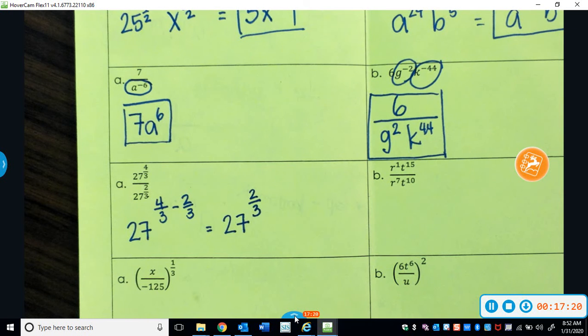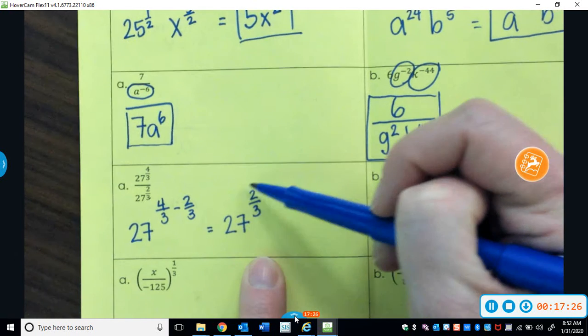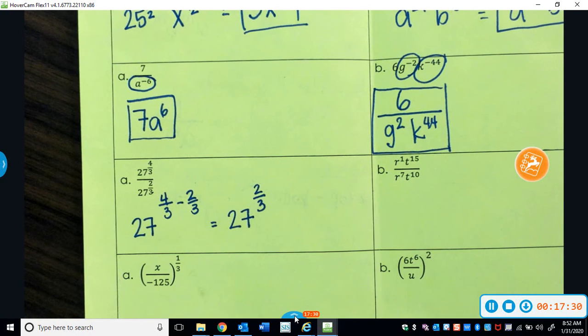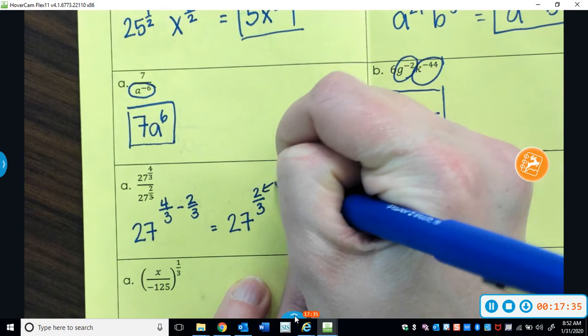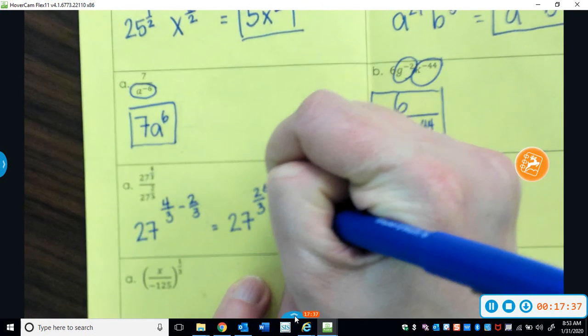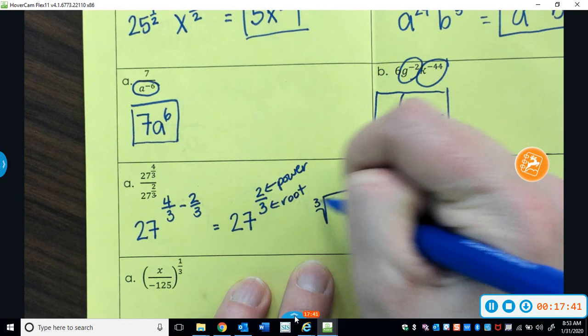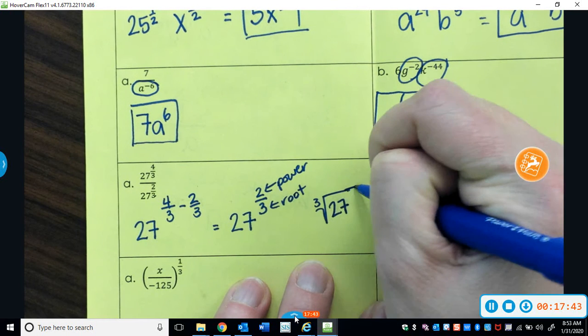Just so we can circle back a little bit and reinforce things that you guys have been learning, if we think back to the first one, how could I rewrite this using a radical? Good, exactly. This would be my power. This would be my root. So another way of saying that would be the cube root of 27 to the 2nd power.